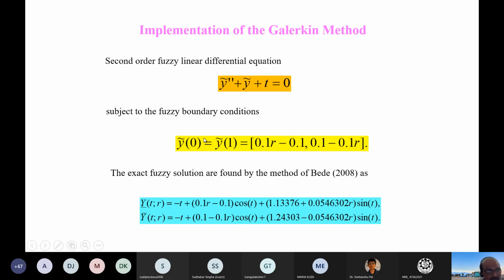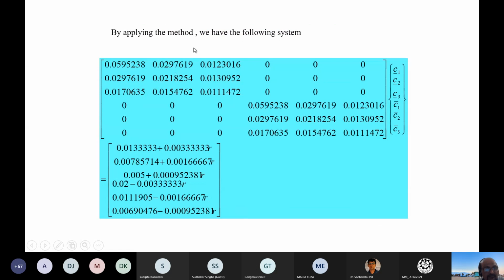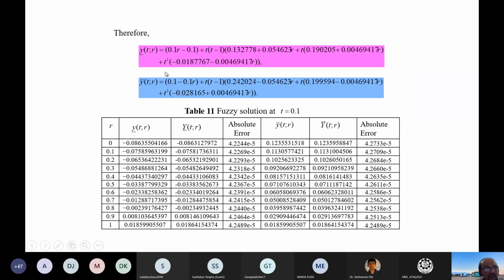We have fuzzy boundary conditions here, y tilde 0 and y tilde 1, like this. The exact fuzzy solution is again given by Bede in 2008. These are the lower and upper values where R-cut is there. By applying this Galerkin method, we again have a system of equations where R is there. So the solution I can write like this, and the fuzzy solution at t equal to 0.1, these are the solutions, y lower and y upper, etc.